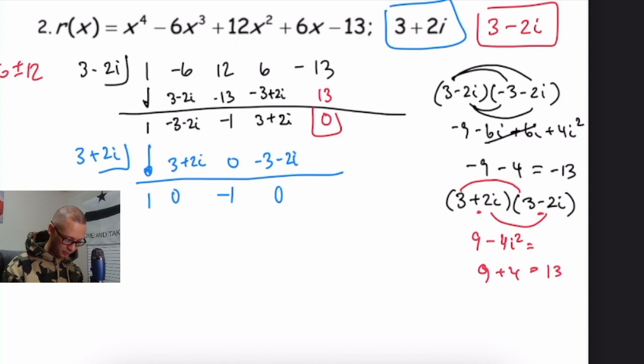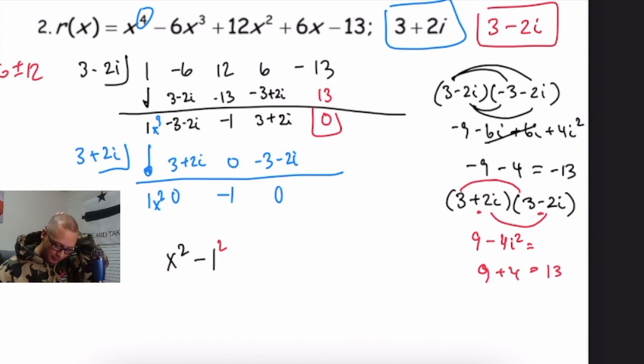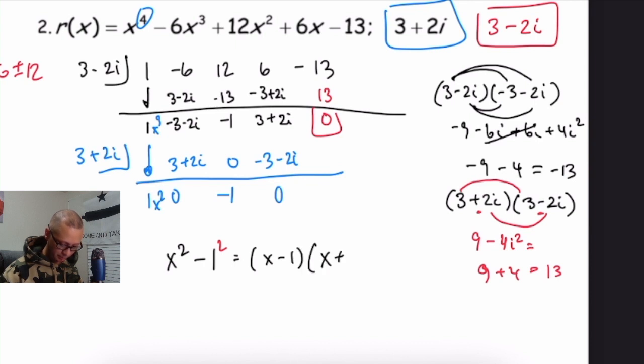So we started off with x to the 4th, x cubed, x squared. So this is x squared minus 1. And this is a difference of squares, right? Perhaps you don't see it, but a squared minus b squared is equal to a minus b, a plus b. In this case, x is a, b is 1. So we got x minus 1, x plus 1.